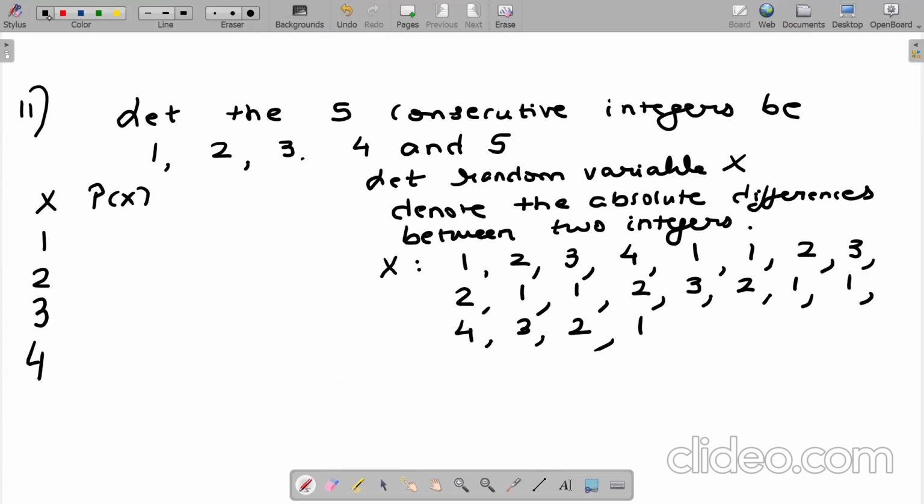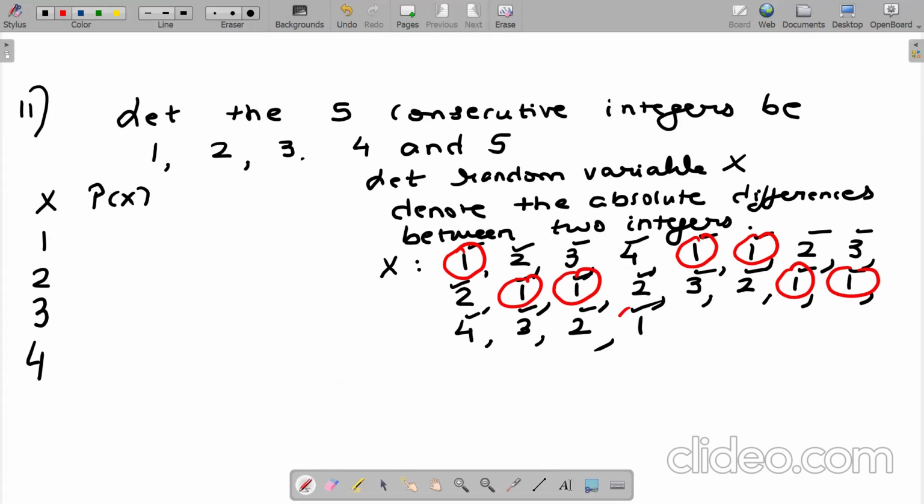So what are the total number of values? 1, 2, 3, 4, 5, 6, 7, 8, 9, 10, 11, 12, 13, 14, 15, 16, 17, 18, 19, 20. How many times 1 is appearing? 1, 2, 3, 4, 5, 6, 7, and 8. So my required probability is 8 over 20: favorable outcomes 8, total number of outcomes 20.